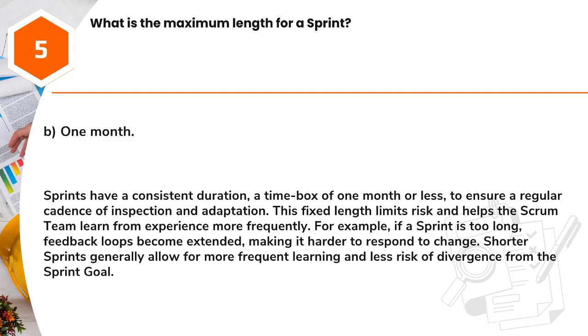For example, if a sprint is too long, feedback loops become extended, making it harder to respond to change. Shorter sprints generally allow for more frequent learning and less risk of divergence from the sprint goal.